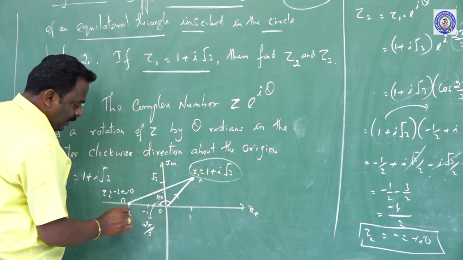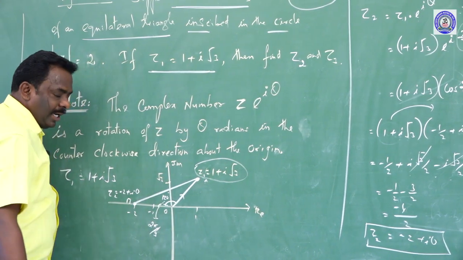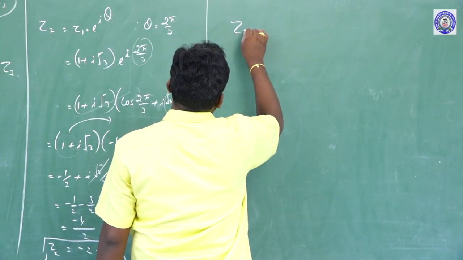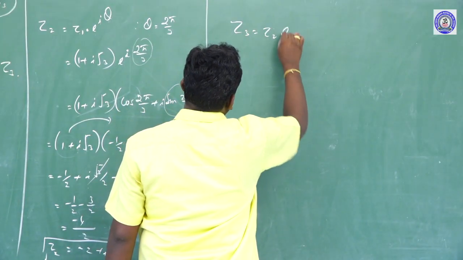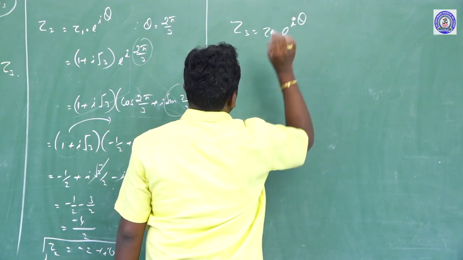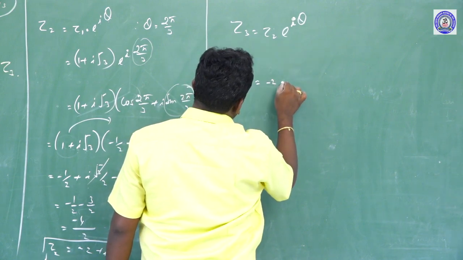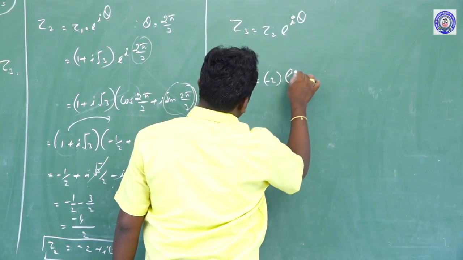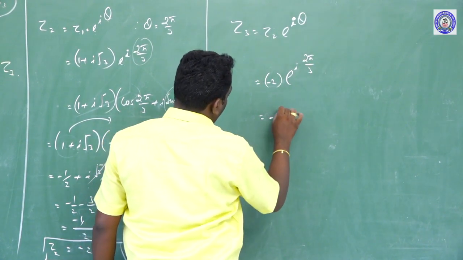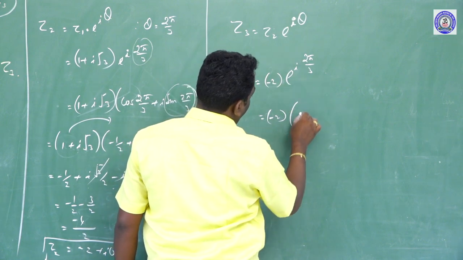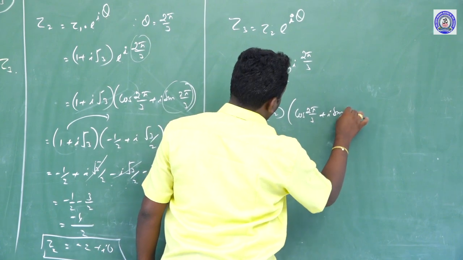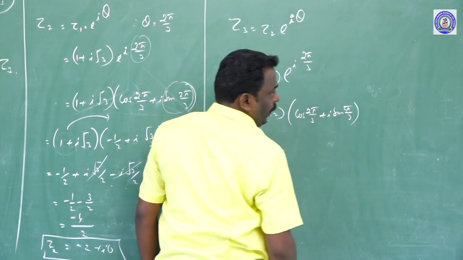Similarly, find the third vertex, called C, or 3. Now the third vertex is defined by Z3 equal to Z2 into e power I theta. We know Z2 equals minus 2, into e power I theta, where theta equals 2 pi by 3. That is equal to minus 2 into, in polar form, cos 2 pi by 3 plus I into sin 2 pi by 3.